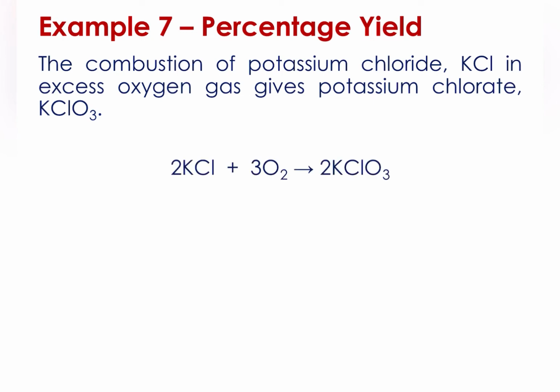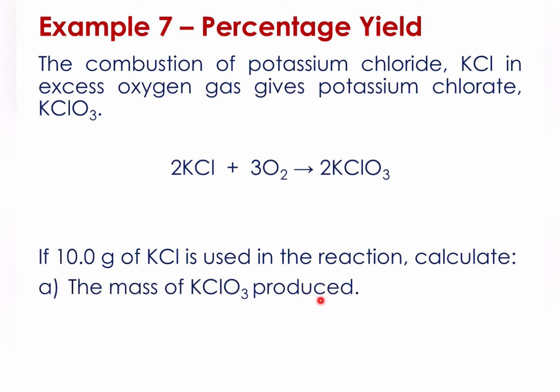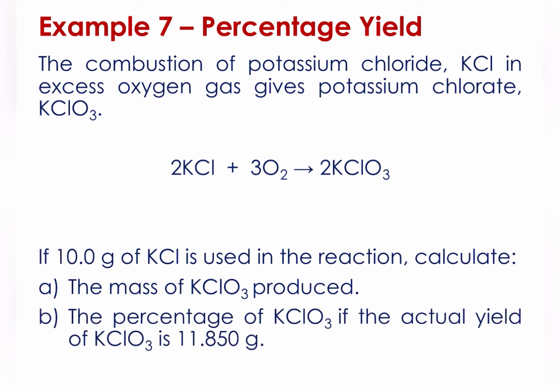So let's try to do example 7, where I have here the combustion of potassium chloride in excess oxygen gives potassium chlorate. So this is my equation. And I want to find out if 10 gram of KCl is used in the reaction, I have to calculate the mass of KClO3 produced. This is my product. And I want to calculate the percentage yield of KClO3 if the actual yield is 11.850 gram.